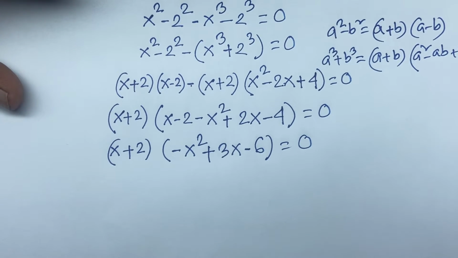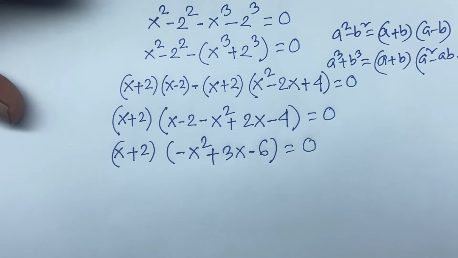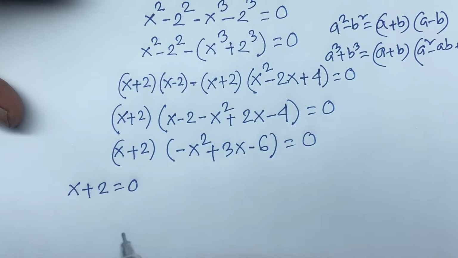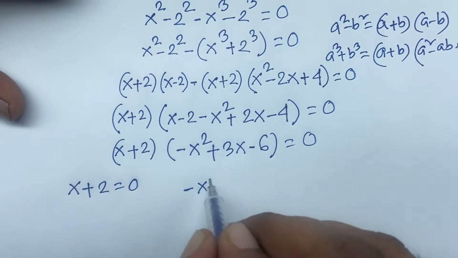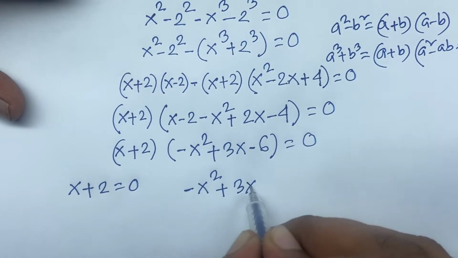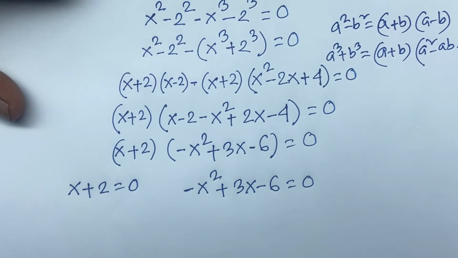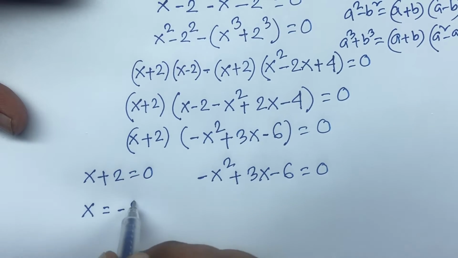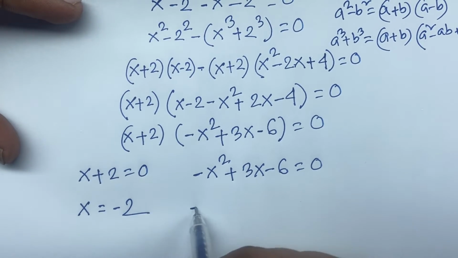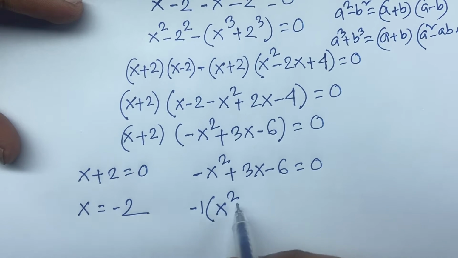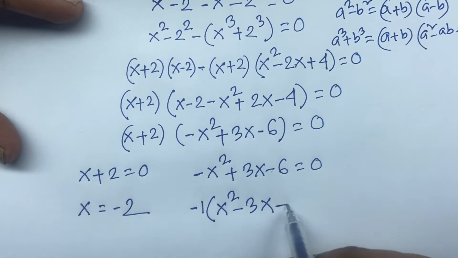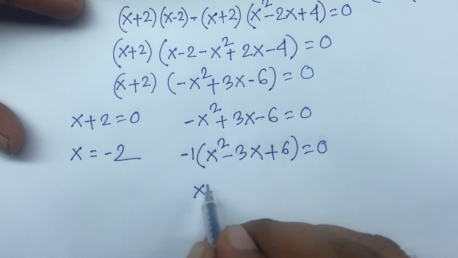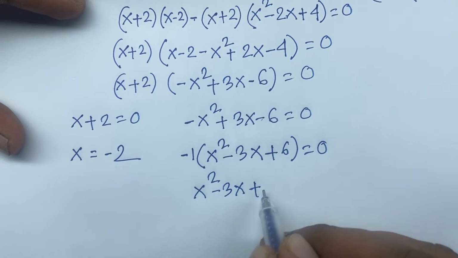So we find out here are two cases. Our first case is x plus 2 is equal to 0, and the other case is minus x square plus 3x minus 6 is equal to 0. Then we find out x is equal to minus 2. In this case, minus 1 is common, so it will be x square minus 3x, and minus minus it will be plus 6 is equal to 0. Then x square minus 3x plus 6 is equal to 0.